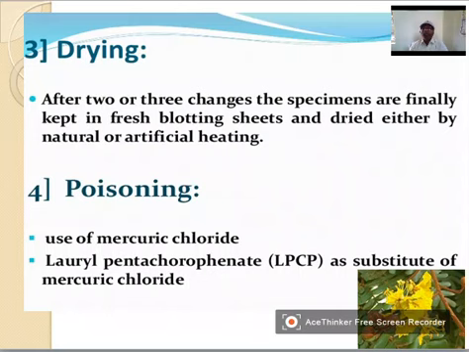Now, the fourth one, poisoning. Use of mercuric chloride or LPCP. What is LPCP? Lauryl pentachlorophenate. Lauryl pentachlorophenate is a substitute for mercuric chloride.